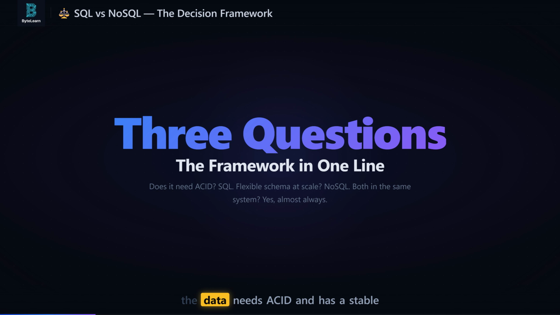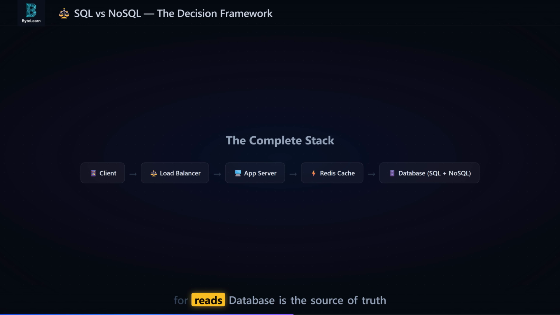Client makes a request, load balancer routes it, app server processes it, Redis cache is checked first for reads. Database is the source of truth for everything. Permanent. SQL for the data that cannot afford mistakes. NoSQL for the data that needs to scale. This is the complete picture. Let us trace an IRCTC ticket booking end to end across every layer. This is the full stack from your tap to the database write.